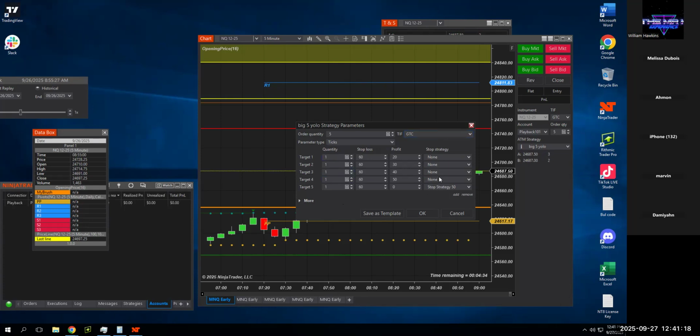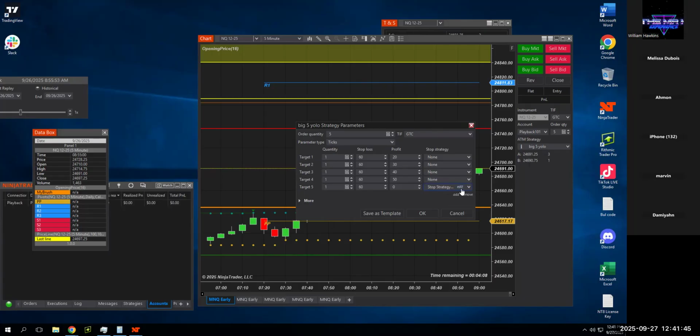So this is one of the ATM strategies that I use. It's a simple ATM strategy. Stop loss 60, and then the profit targets you do 20, 30, 40, 50 ticks, and the last one you just keep at 0. And you could use a stop strategy or not. If you only have one account, you don't necessarily need a stop strategy, because you can move your stop loss yourself.